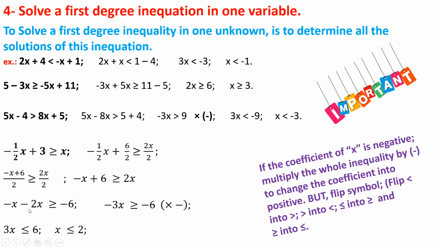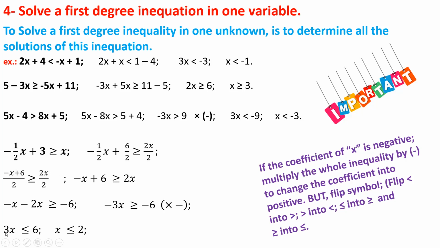Now all x to side 1, all numbers to side 2. Minus x minus 2x is minus 3x, greater than or equal to minus 6. Now, since the coefficient of x is negative, I multiply the whole inequality by minus. Negative 3x by minus becomes 3x. Greater than or equal becomes less than or equal. Minus 6 times minus is 6.